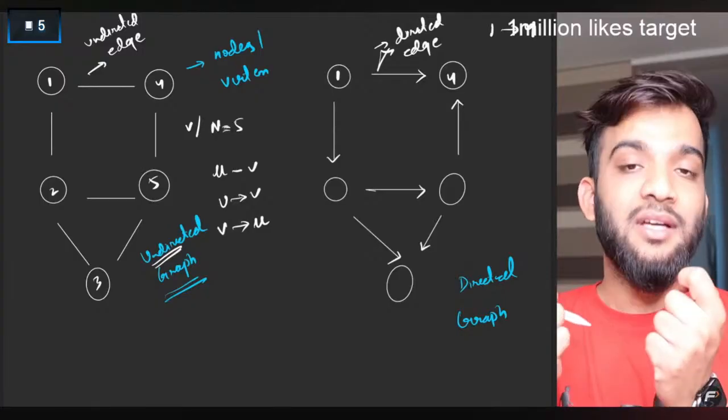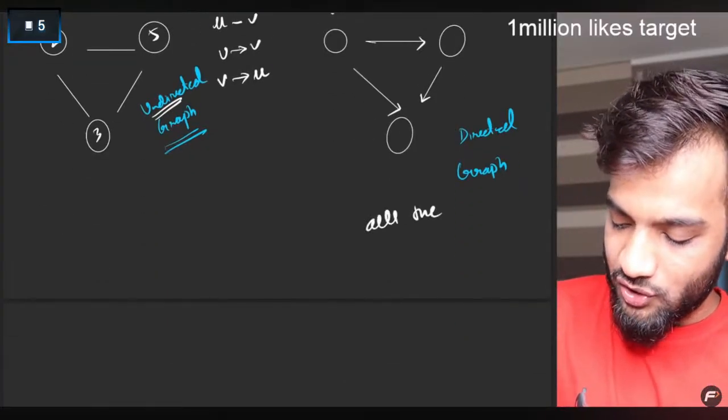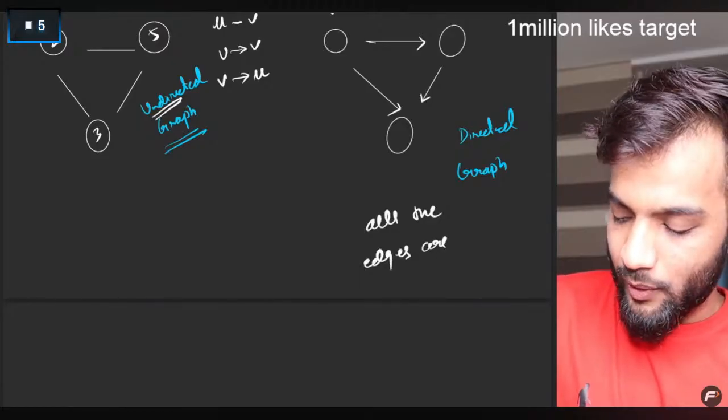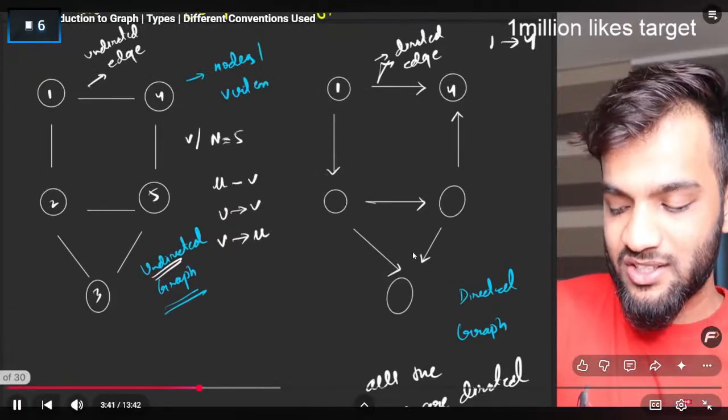A directed graph is a graph where all the edges, please mind this word, where all the edges are directed. Can there be multiple directed edges? Yes.